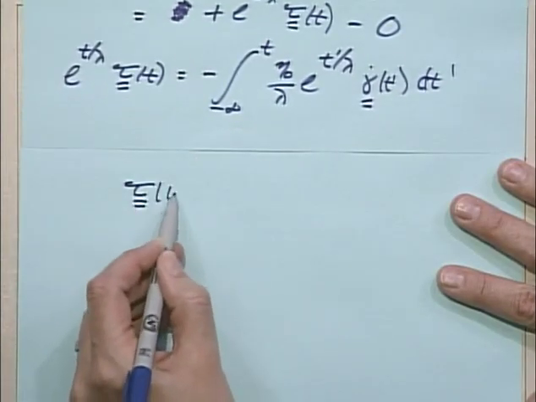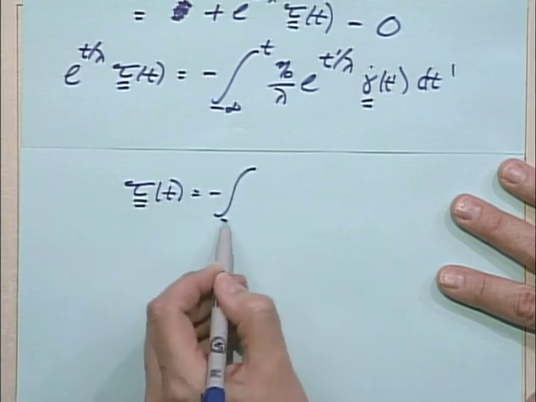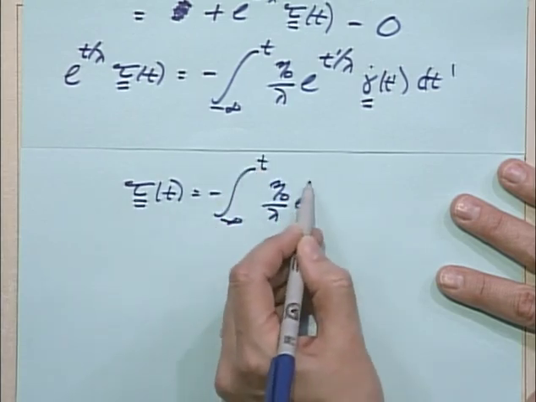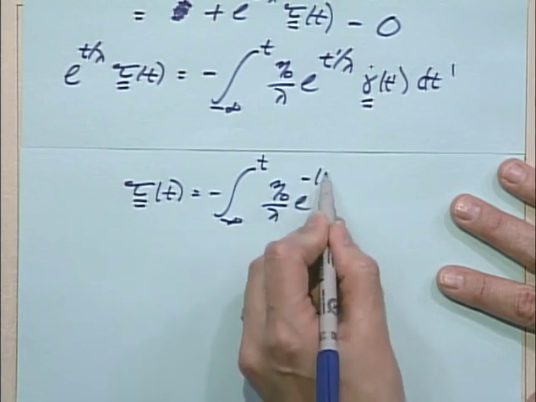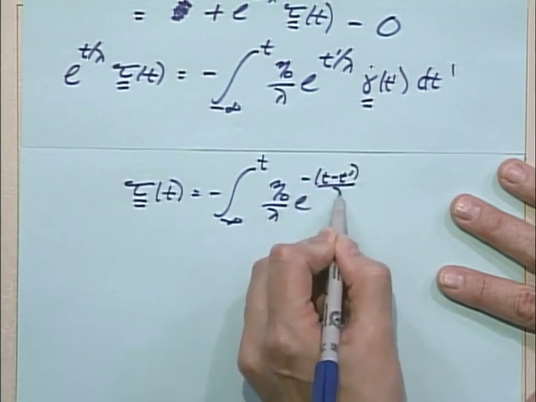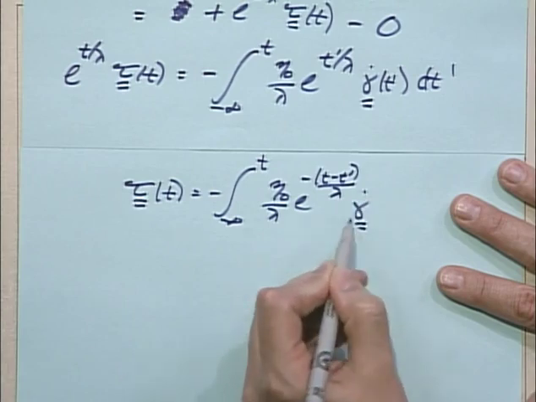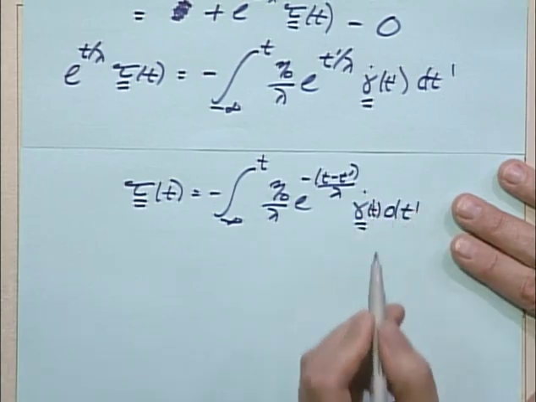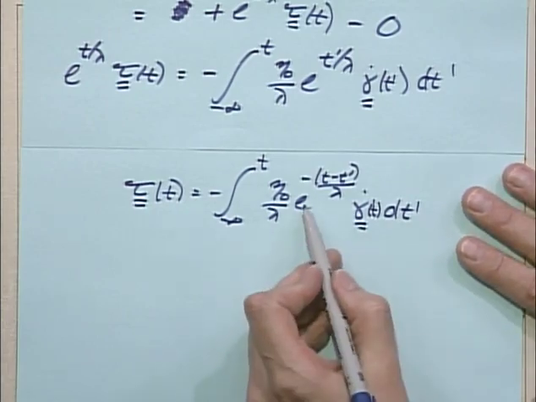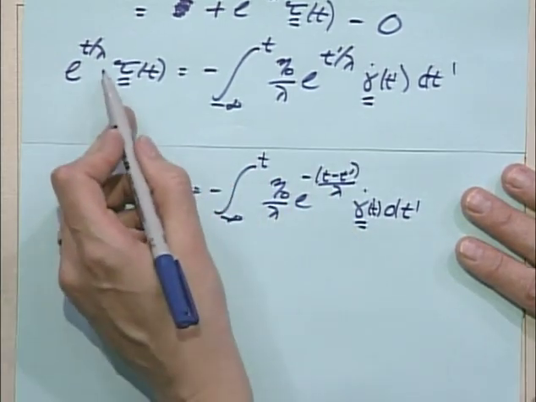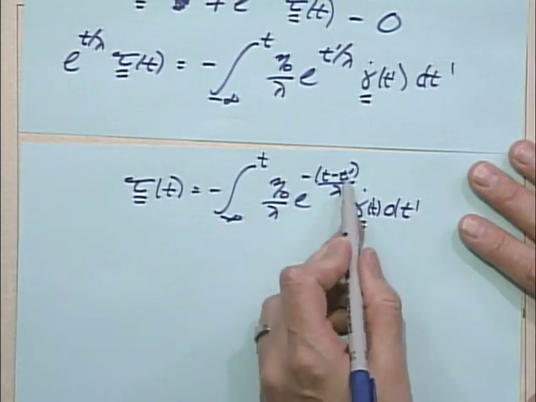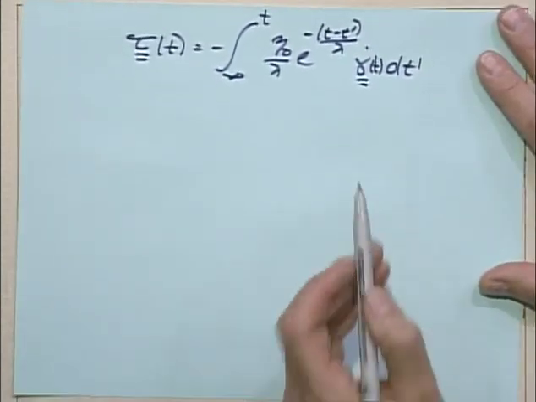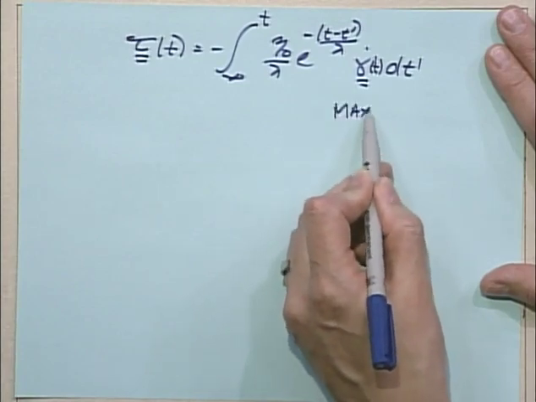Tau of t equals minus the integral from minus infinity to t of eta naught over lambda e to the, and this is how it's usually written, t minus t prime over lambda gamma dot of t prime dt prime. So double check me. This is e to the minus t over lambda. That's that term. E to the plus t prime over lambda. That's that term. And this is the Maxwell model again.